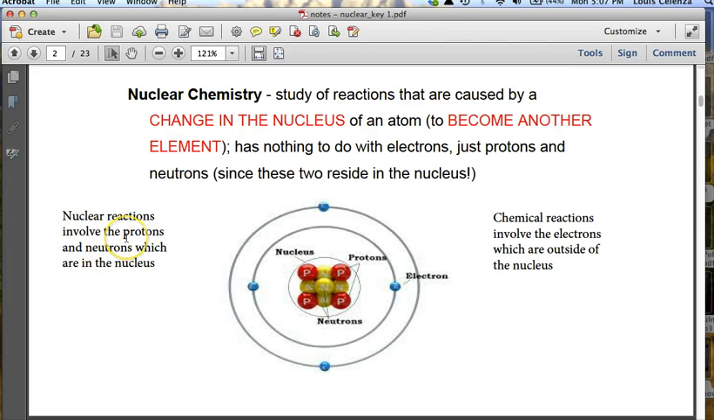Nuclear reactions, as you can see here, involve not the electrons, but the nucleus, which is this center part here, which is composed of both the protons and the neutrons. And remember that the neutrons and the protons collectively are called the nucleons, and nucleons are particles that are found in the nucleus.